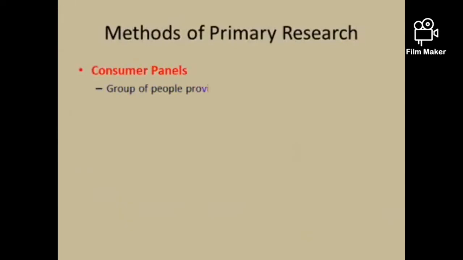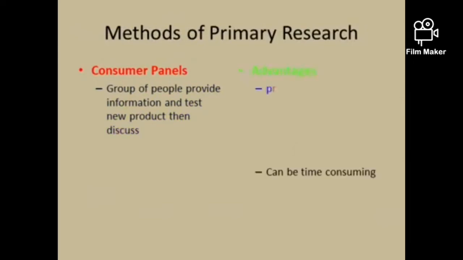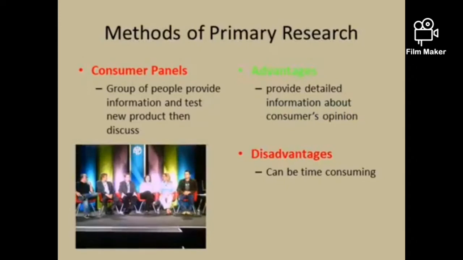Now let's discuss the third method for primary research. It is called consumer panels. In this method, a group of people provide information and test a new product, then discuss. So there are a variety of ways to do this. Sometimes you give the product to the customers. Maybe if you're going to the hypermarket, they're going to give you free samples, or maybe the doctors will give you a free sample of some product, maybe toothpaste or any face wash. And then after some time, they will contact you and ask you for your opinion.